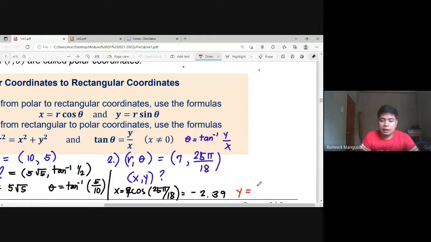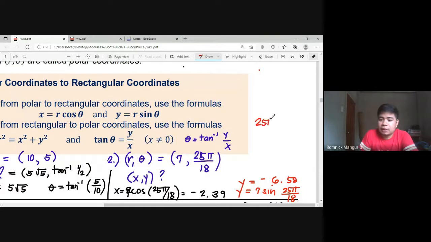Okay. y is equal to r sine theta. So the radius is 7. Then multiply that by sine of 25 pi over 18. Let's change cosine into sine. 7 times sine 25 pi over 18 will give you approximately negative 6.58. And why are both negative? Okay, this is the reason, class.